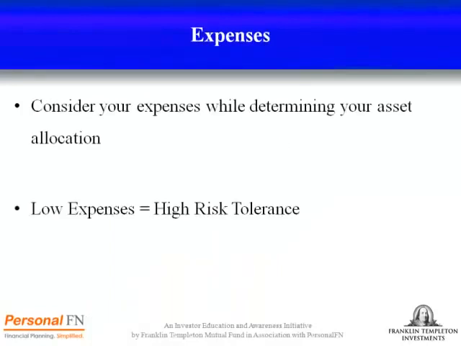Expenses. Considering your expenses while determining your asset allocation is also very vital, because your expenses are an integral part while determining your asset allocation. Low expenses is equal to high risk tolerance. An individual who has low expenses and spends wisely even in the future can tolerate higher risk. He can invest more in riskier asset classes.